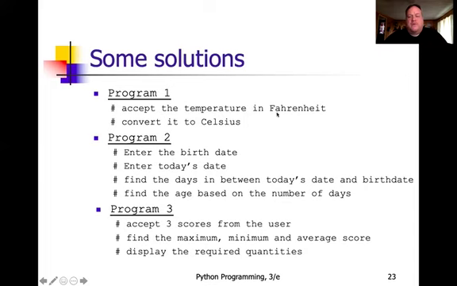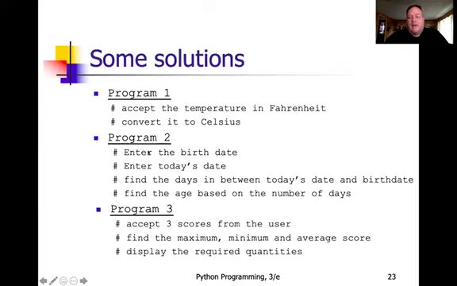The first one, fairly simple. Accept the temperature in Fahrenheit, convert it to Celsius, maybe display it, right? The second one, enter the birth date, so prompt the user for their birth date. Figure out today's date. If you want to prompt the user for today's date, you could do that. Or it might be that there's a function or some kind of built-in Python tool that determines what today's date is. Then you count the number of days between today and their birth date and based on the number of days, you can display that in any format that you want.